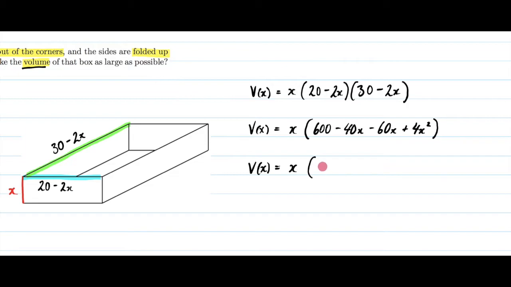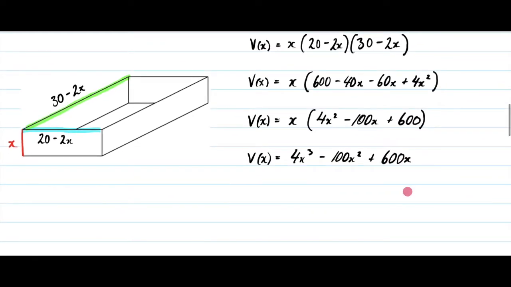Let me now just bring my x squared term to the front and do some tidy up. It's going to be 4x squared, minus 40x minus 60x will be minus 100x. And then finally, I have my plus 600. Then what I'm going to do is distribute out this x in the front. So it's going to be 4x cubed minus 100x squared plus 600x. And then finally, I can now differentiate this. So V dash of x is going to be 12x squared minus 200x plus 600. Perfect. We have now differentiated it.